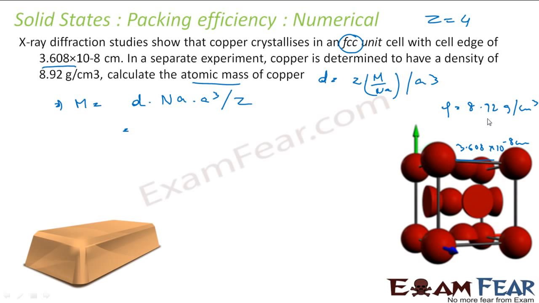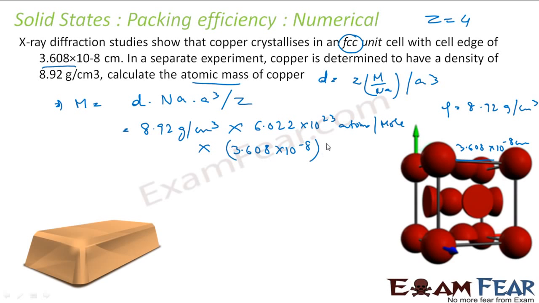Density is 8.92 gram per centimeter cube. Please put the units also. Into Na. Na we know, the regular number 6.022 × 10^23 atoms per mole. Correct? Into A cube. A is the length, which is given: 3.608 × 10^-8 cube, and the unit will be centimeter cube. The whole thing is divided by Z, and Z is just 4 without any units.